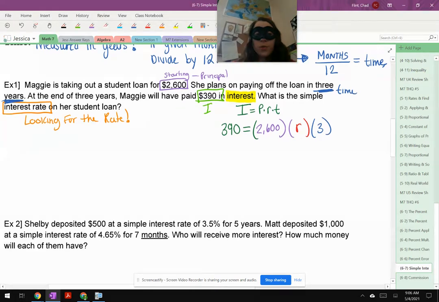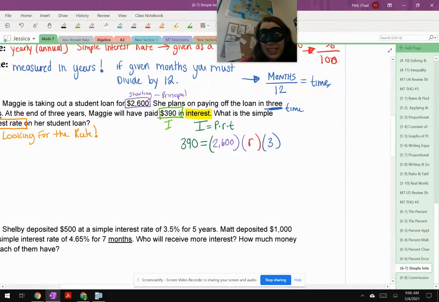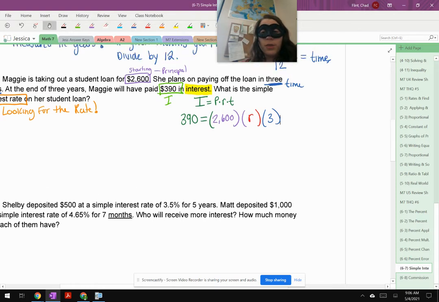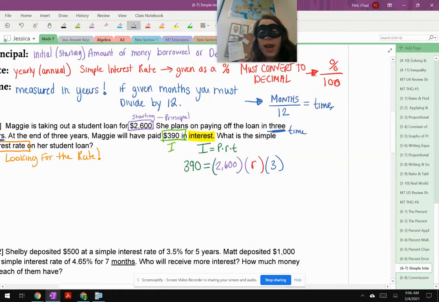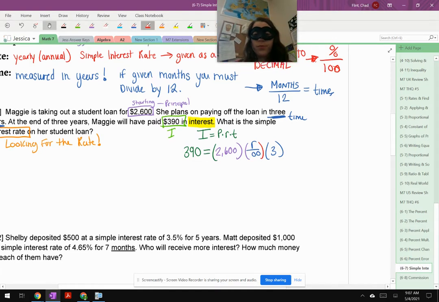So now we can do some multiplication. Okay, hold up, wait a minute. Before we do that, remember, we need to do something with the R. Whenever we're dealing with the rate, we have to convert it to a decimal by dividing it by 100. So let's put right in the problem here, R divided by 100.